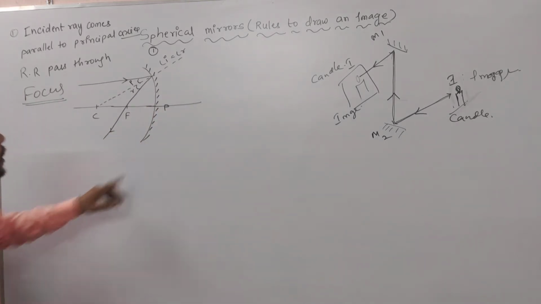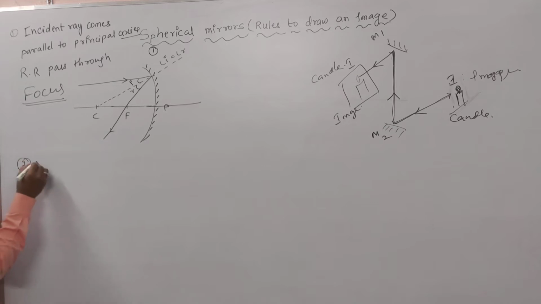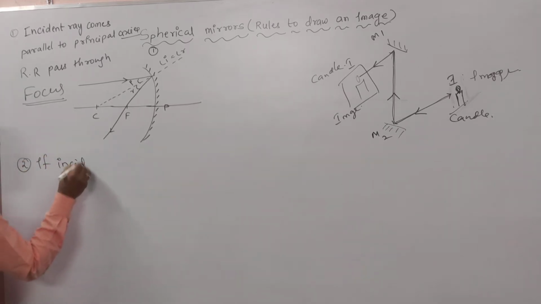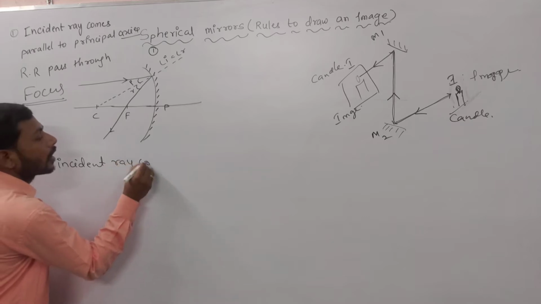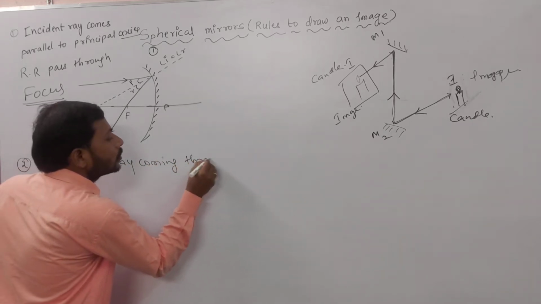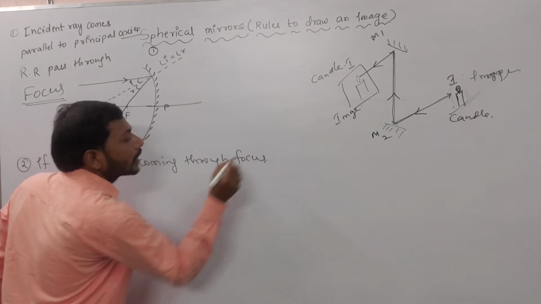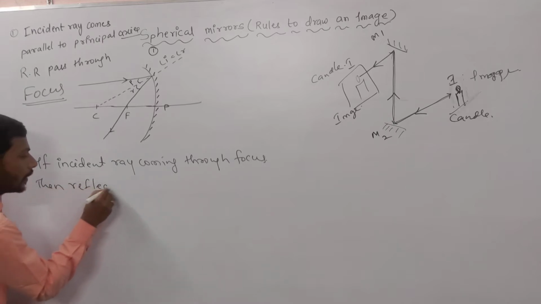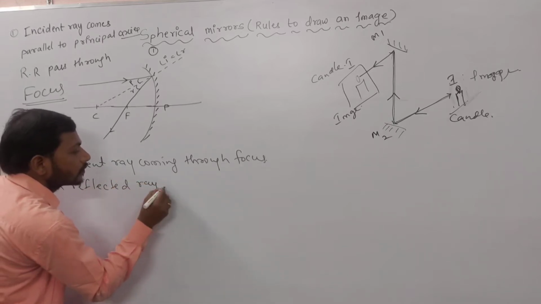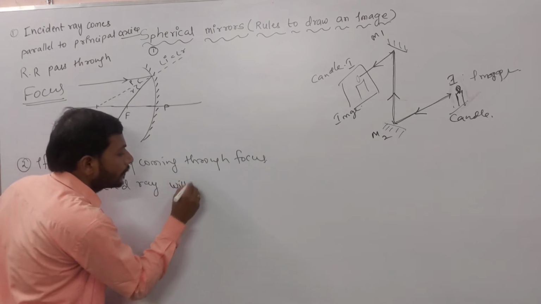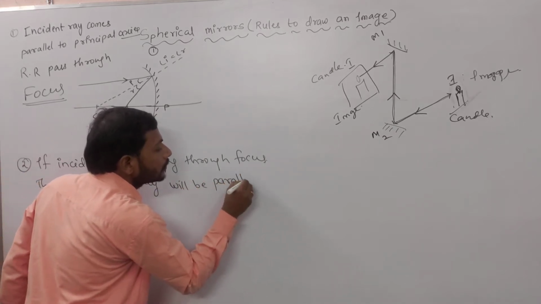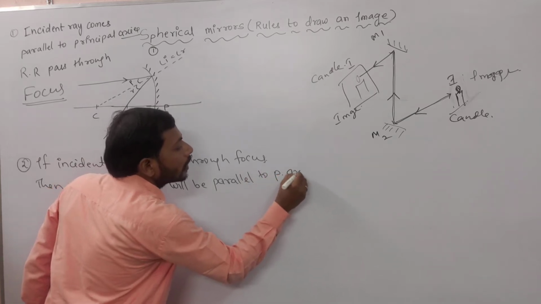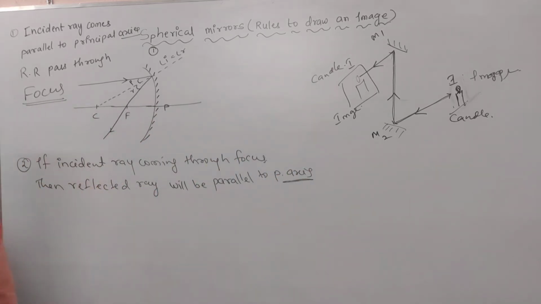I hope you understood. Second rule, I am going to write here: if the incident ray is coming through the focus, can you give the answer for me? If the incident ray is coming through the focus, then the reflected ray, very good, will be parallel to the principal axis. Very good answer you have given.